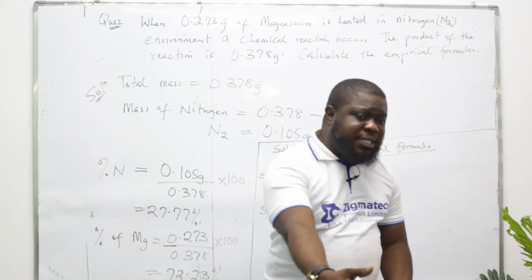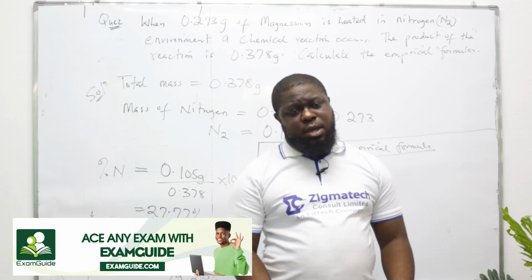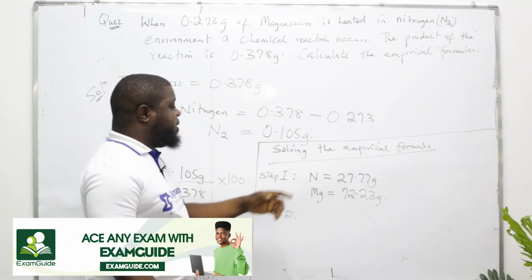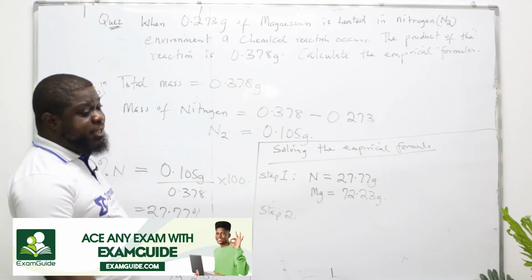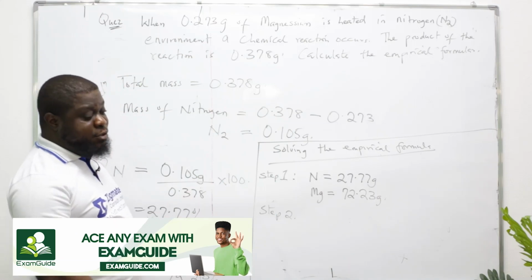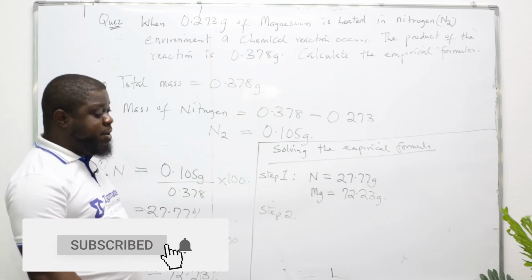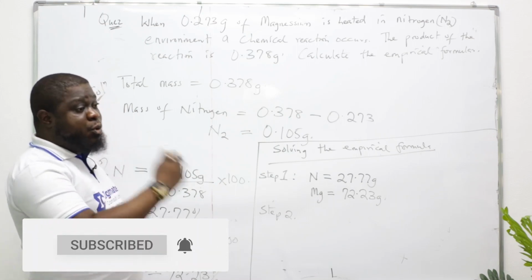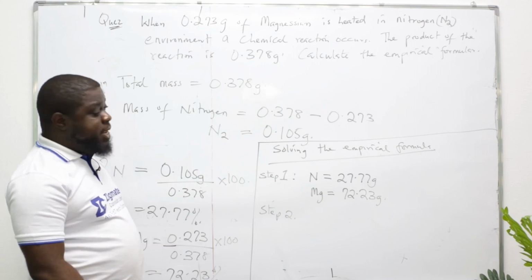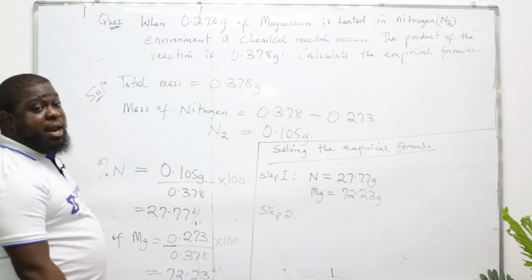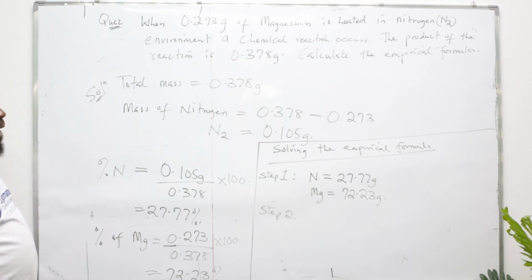So you just times it by 2. Now, nitrogen occupies a space in the periodic table as 7, so its mass number is 14. Magnesium occupies a space in the periodic table as 12, so the mass number is 24. Now, we have changed the percentage to grams already. Now the step 2 says divide all the masses by the molar mass.